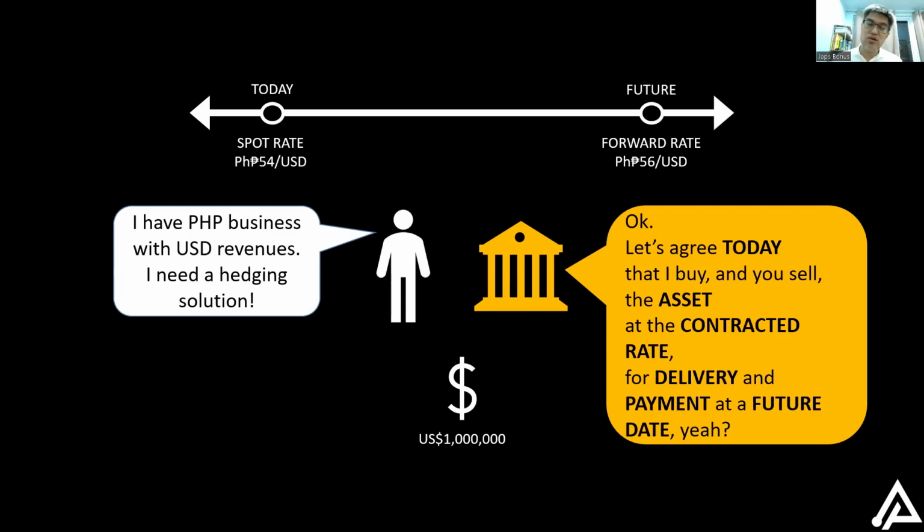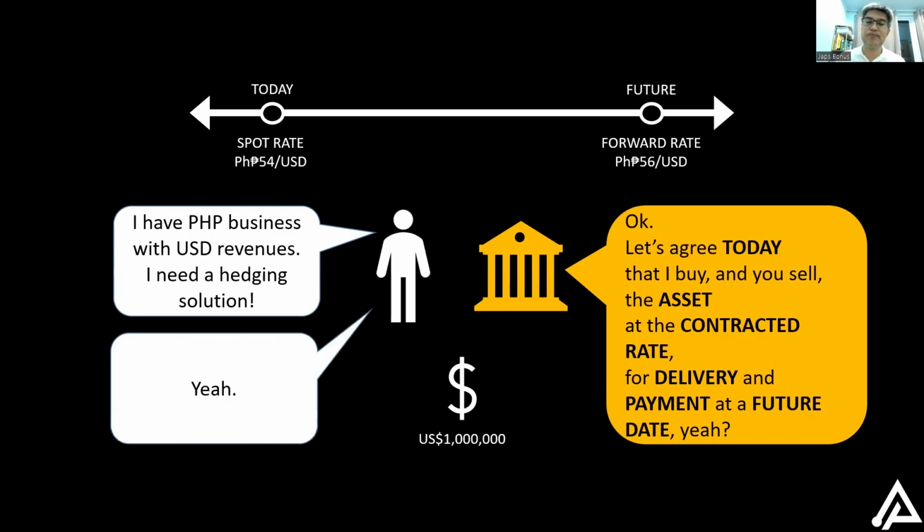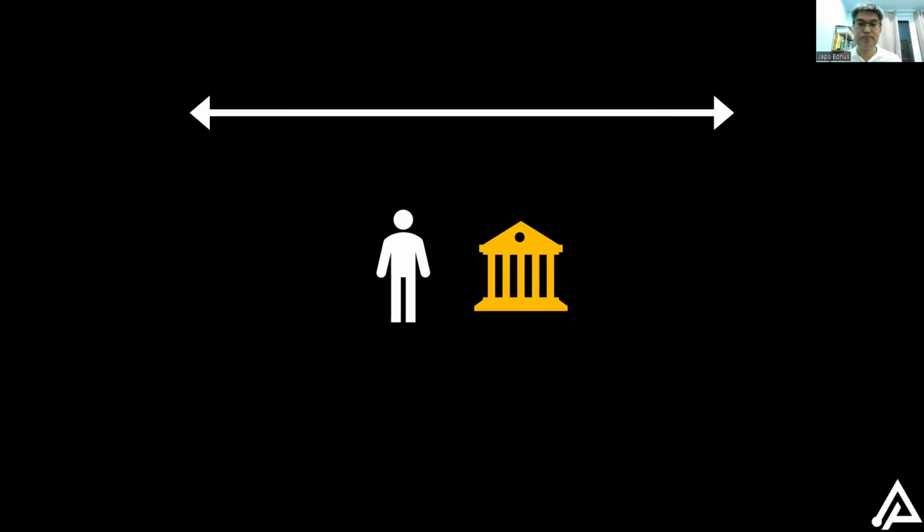Because the company has dollar revenue, but has not collected it right now. When they collect it, they are nervous that maybe the 54 pesos to a dollar will be just 51 by the time they collect. Hence, they entered into a forward contract to agree and fix the collection rate in the future. That's a forward derivative contract.